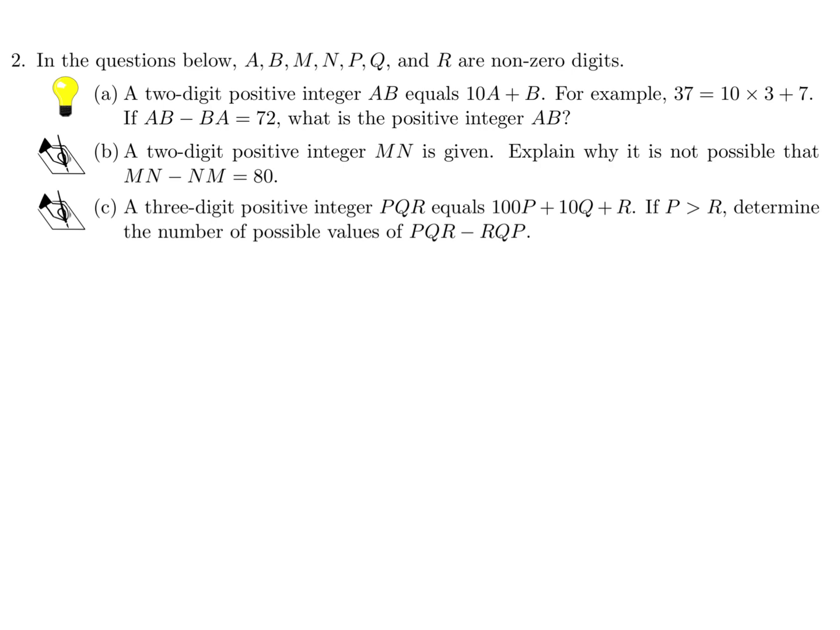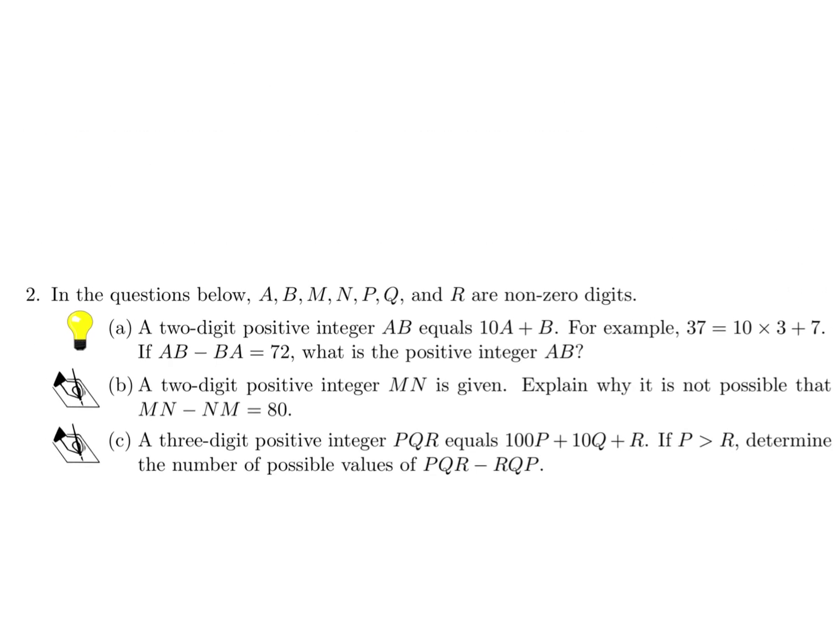In the questions below, A, B, M, N, P, Q, and R are non-zero digits. A 2-digit positive integer AB equals 10A plus B. For example, 37 is equal to 10 times 3 plus 7. If AB minus BA is 72, what is the positive integer AB?